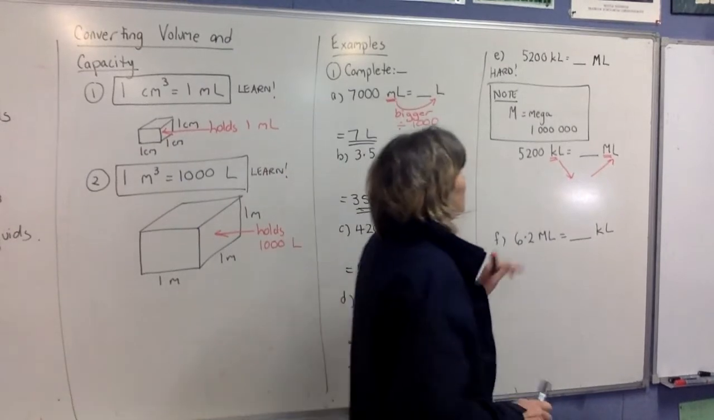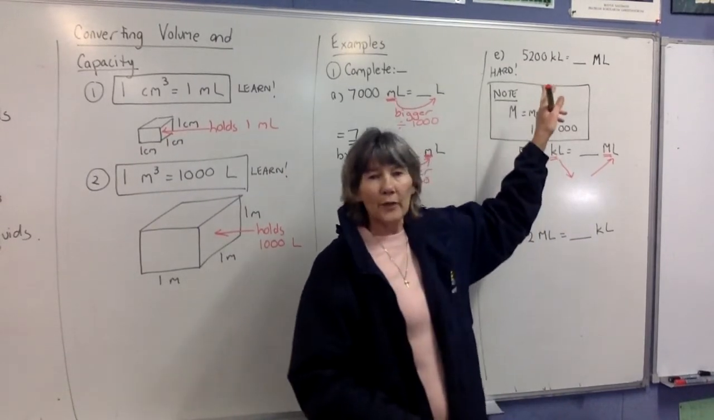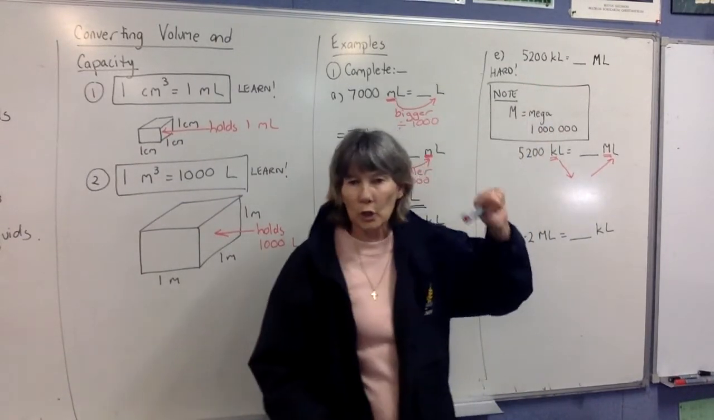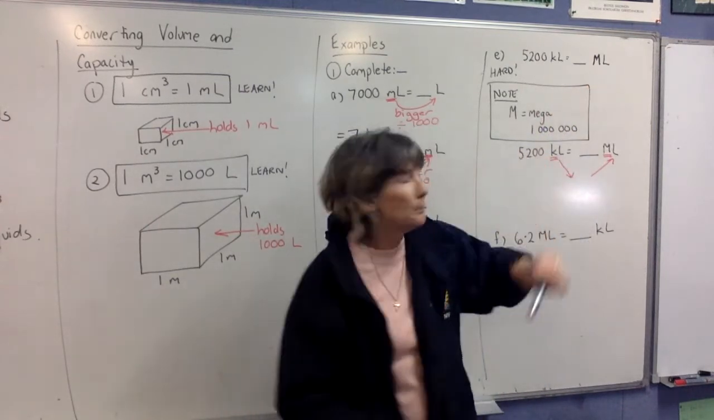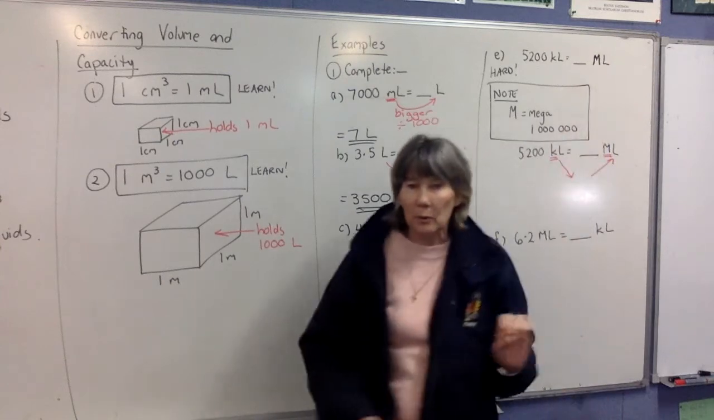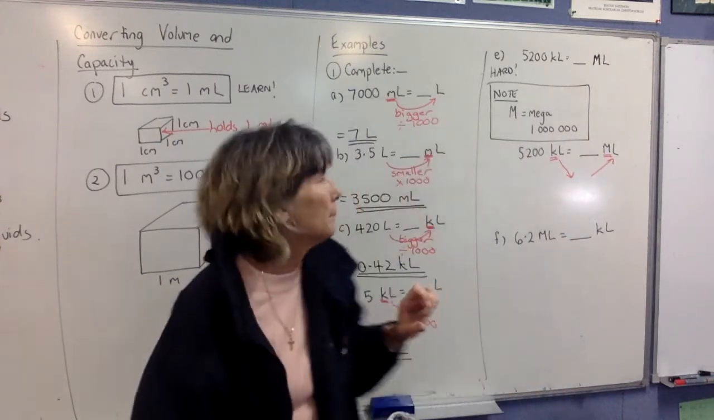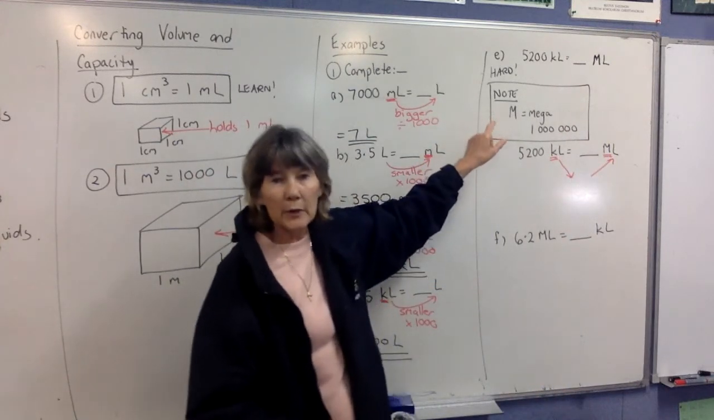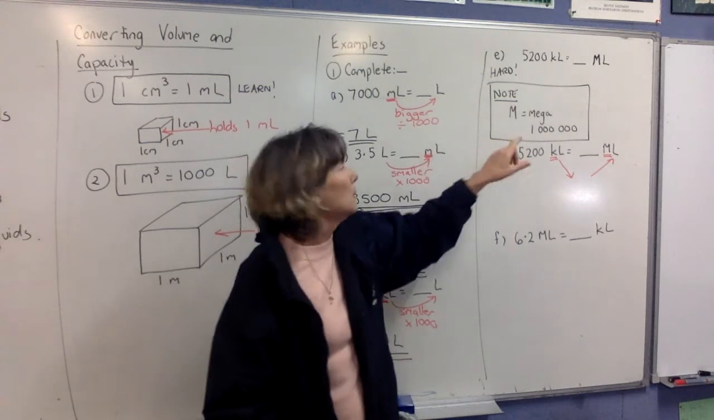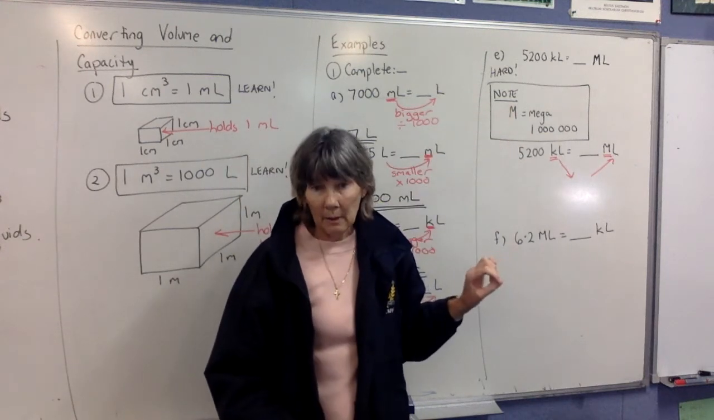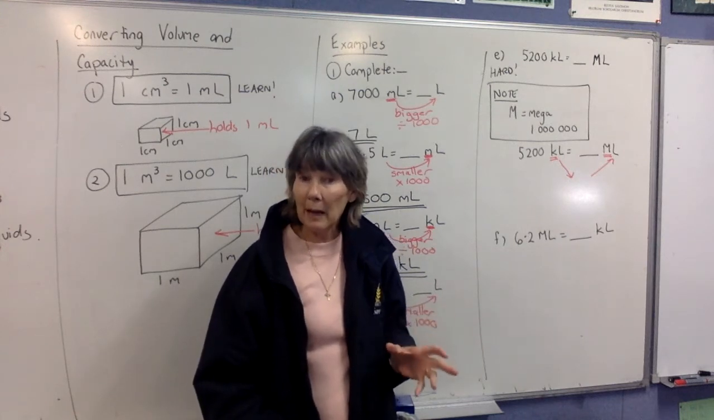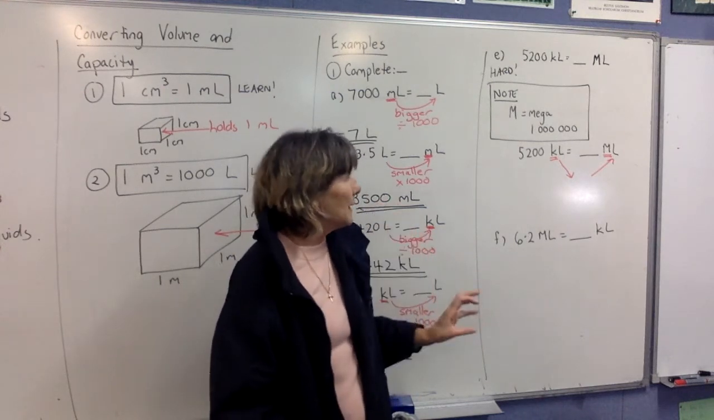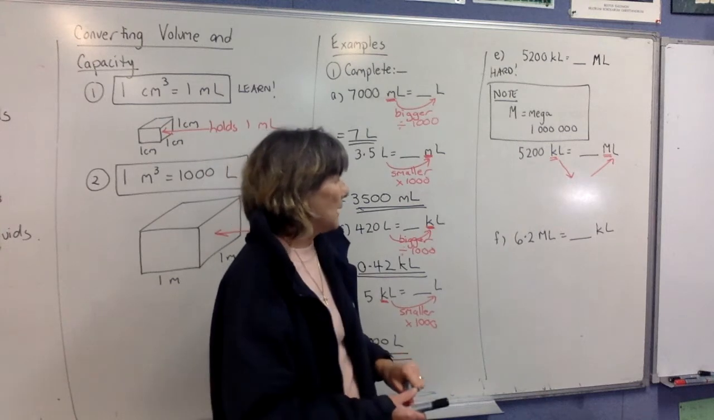The tricky ones. Now, we're going from 5,200 kilolitres to, now that is not a little m, that's a capital M. I've done it the same size as the capital L, so you can see it's a big M. Now, I want you to write this note down. The big M, not the little m, is mega. And mega means 1,000,000. All right, so the prefix mega, capital M, is 1,000,000. So let's see what happens here.